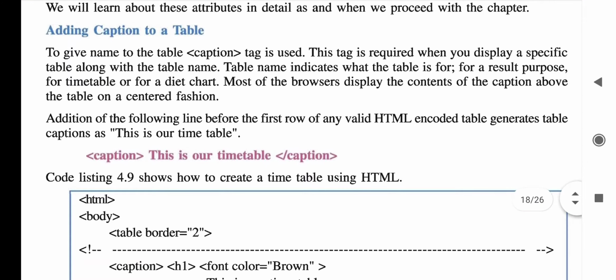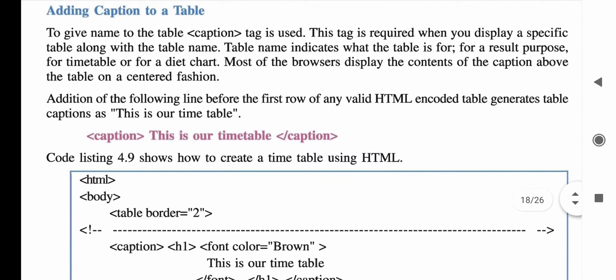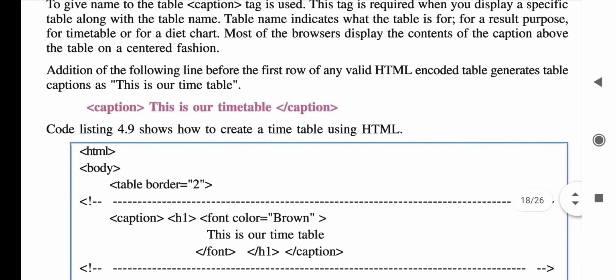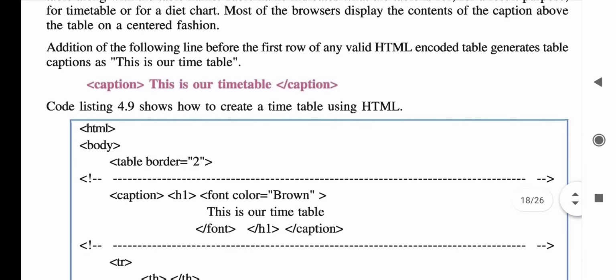This tag is required when you display a specific table along with the table name. The table name indicates what the table is for, for example a timetable or a diet chart. Most browsers display the content of the caption above the table in a centered fashion. Addition of the following line before the first row of any valid HTML encoded table generates the table caption "This is our timetable."